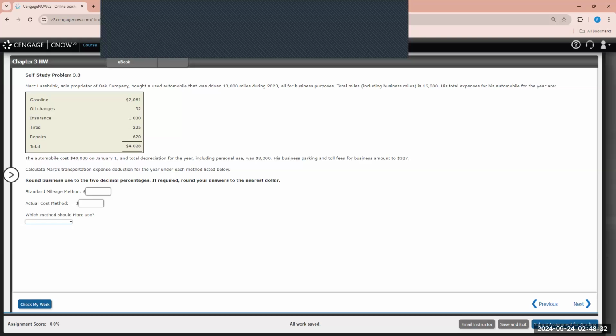So as mentioned earlier, the standard mileage rate for 2023 is 65.5 cents per mile, right? So we calculate the standard mileage rate, and then from there, we also need to factor in parking and toll fees. Just keep in mind, parking and toll is not subject to a limitation. Instead, for that calculation, they can claim 100%. So just keep that in mind.